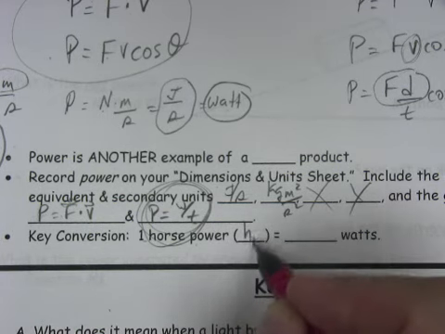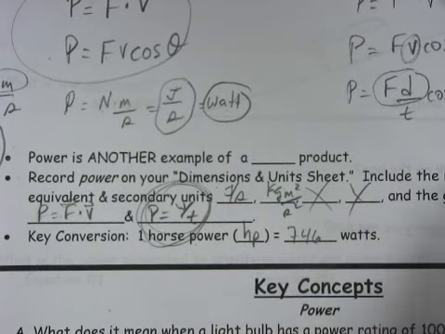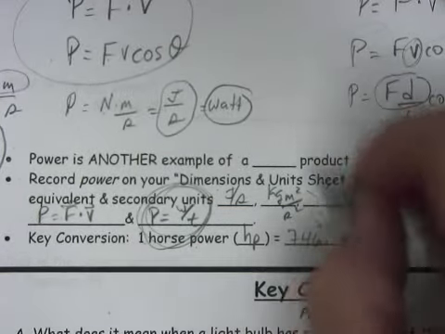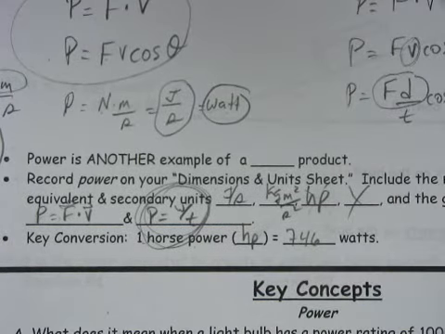All right, we also need to know a key conversion, and 1 horsepower, which is going to be HP, that's the abbreviation, is equal to 746 watts. So we can actually come back up here and add in HP as another unit for power. So we have two kind of units for power. We have watts, we also have horsepower, but they're not equivalent. So it takes about 746 watts to equal 1 horsepower.